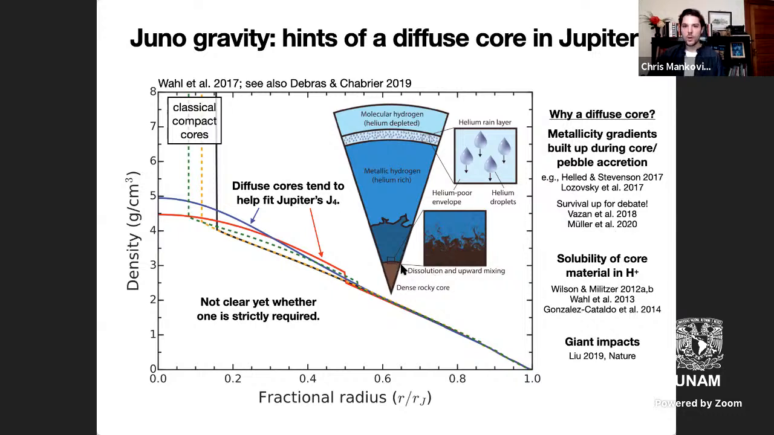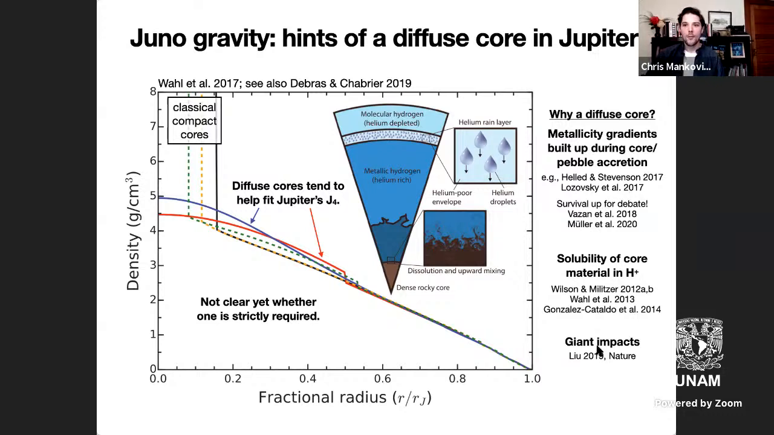There's a separate issue at play here, which is just the fundamental solubility of rocky and icy material in liquid metallic hydrogen. So there's been a series of works in high pressure first principles physics that show that water ice and even silicates can just be dissolved by fluid metallic hydrogen. And so even if you formed with a discrete core, like in the classical core accretion picture, that can still probably mix with the overlying fluid over time and potentially be mixed into a diffuse structure.